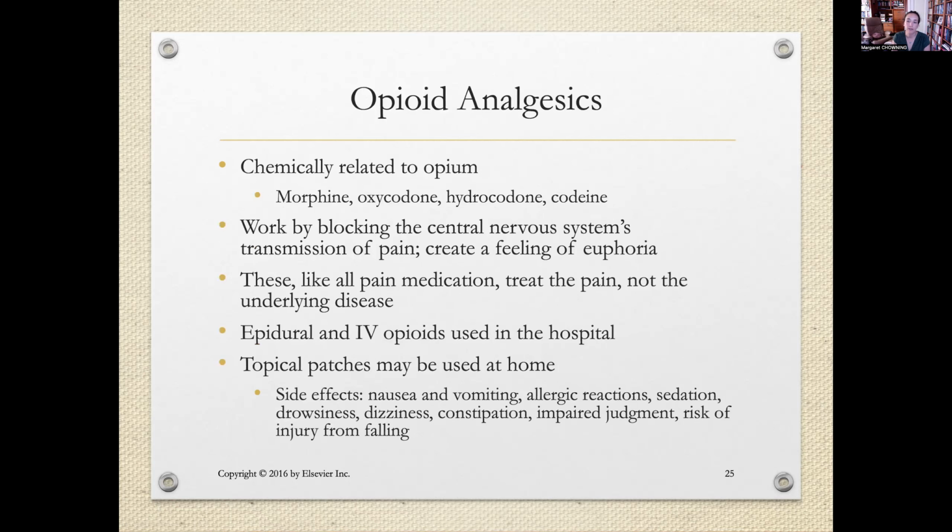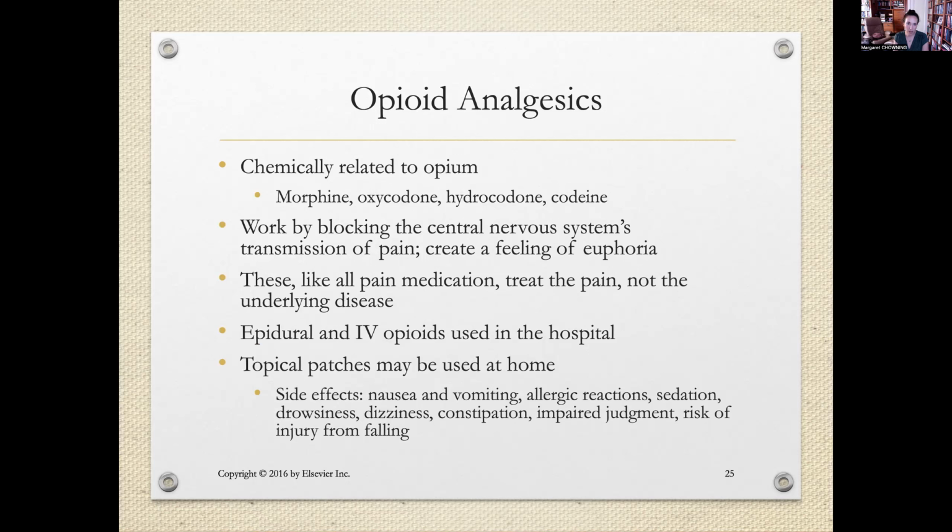Opioid analgesics, okay? So these are chemically related to opium, so morphine, oxycodone, hydrocodone, or codeine. They work by blocking the central nervous system transmission of pain, so a little different, and they create a feeling of euphoria. These, like all pain medications, treat the pain, not the underlying disease, okay?